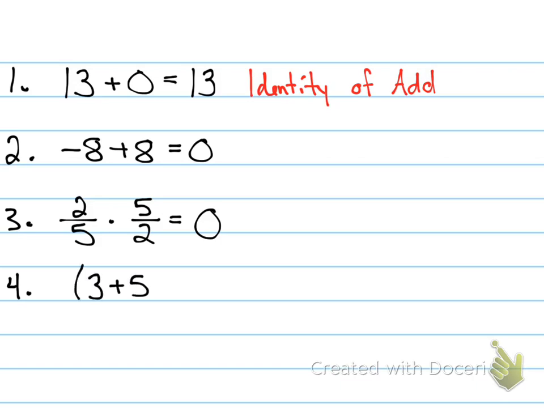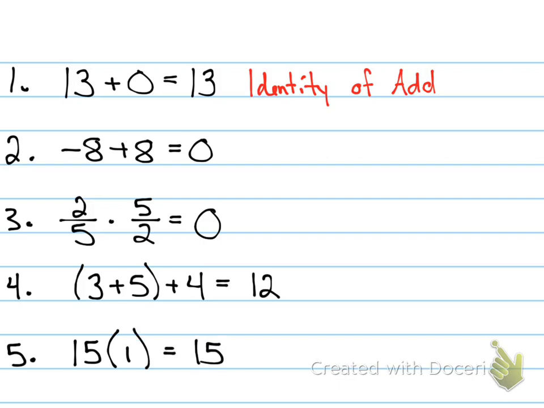3 plus 5 plus 4 equals 12. And last one, 15 times 1 equals 15. All right, so what number properties are illustrated by each one of these equations? Number 3 is wrong. That doesn't equal 0. It equals 1.